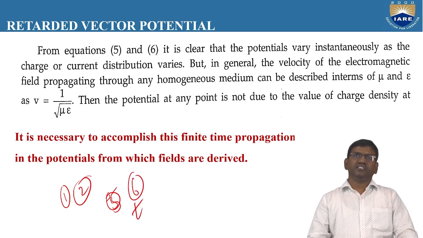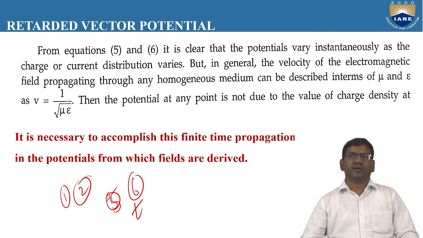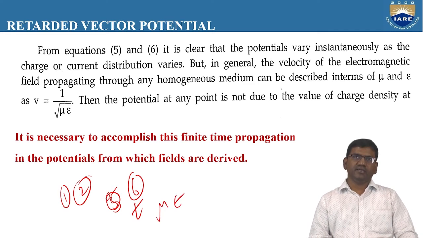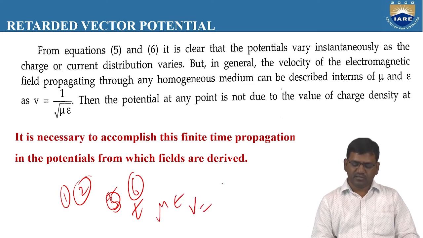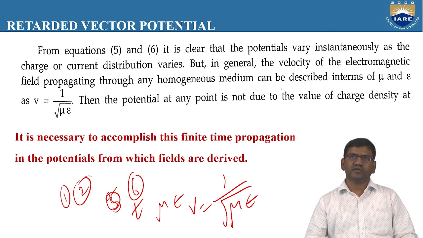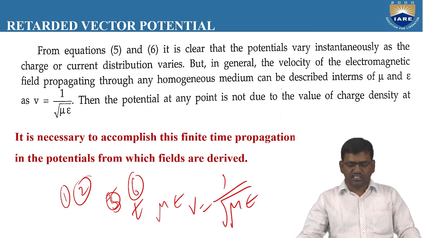But in general, the velocity of the electromagnetic field propagating through any homogeneous medium can be described in terms of mu and epsilon, that is, the permeability and the permittivity. It is given by V is equal to 1 by root of mu epsilon. The velocity of the electromagnetic wave depends upon the permeability and the permittivity. The potential at any point is not due to the value of charge density.